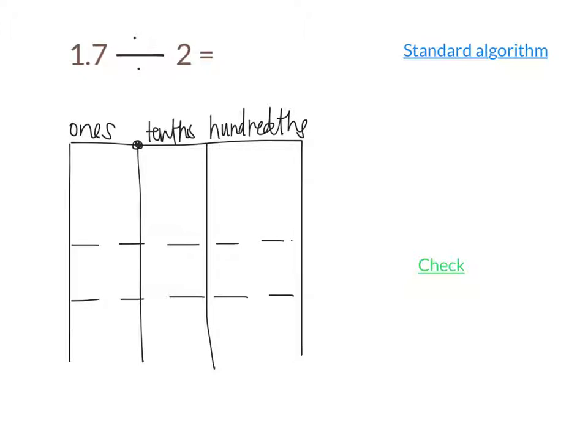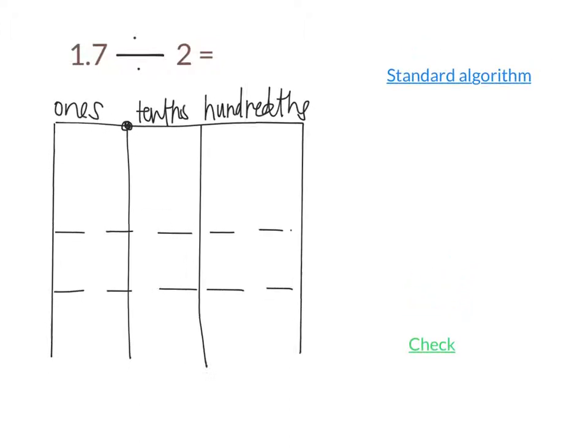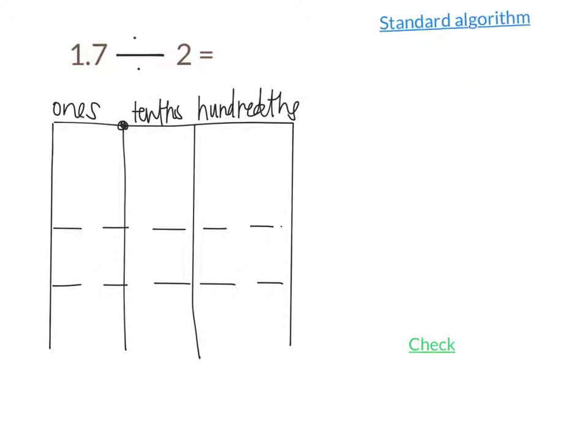Go ahead and write this problem in your notebook, 1.7 divided by 2. Today we're going to simultaneously do the standard algorithm as well as the place value chart so that you can see how they are related. Okay, so you want to make sure in your notebook you have places to write a place value chart and a standard algorithm.